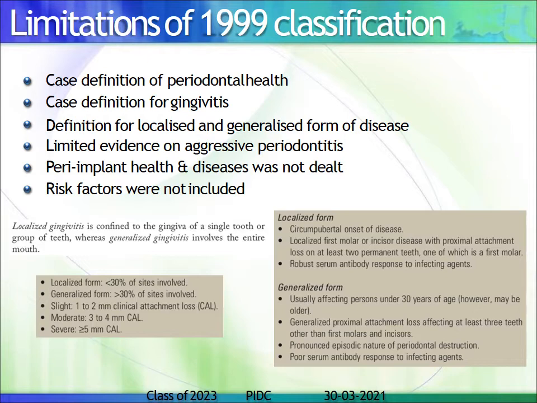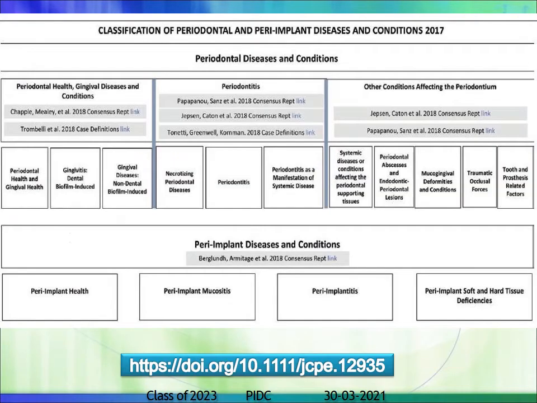So the periodontists came up with the classification in the year 2017. It is very recent, you can just imagine where 2017 is. For the last 4 or 5 years we have all followed this classification, wherein periodontal diseases have been classified as periodontal health, gingival diseases and conditions.